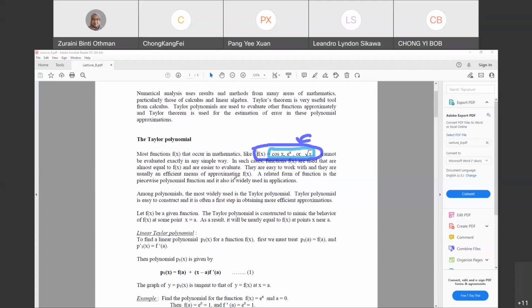Okay. Among polynomials, the most widely used is the Taylor polynomial. Okay, and it is easy to construct, and is often a first step in obtaining a more efficient approximation. Okay, let f(x) be a function. The Taylor polynomial is constructed to mimic the behavior of f(x) at the point x equal to a. Okay, and as a result, f(x) near a, for example, this is a linear polynomial.